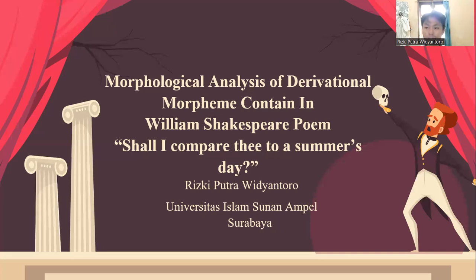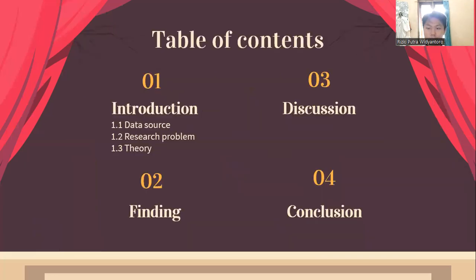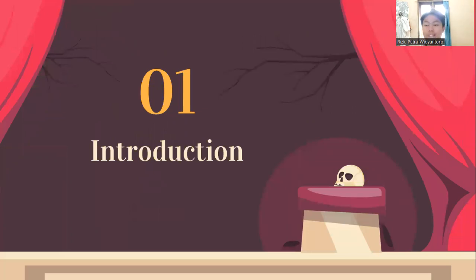And let's go to the next slide. This is the table of contents that I want to explain today. The first is introduction. The introduction includes the data source, research problem, and theory. The second point is finding. The third point is discussion. And the last is conclusion. Next, the first is introduction.